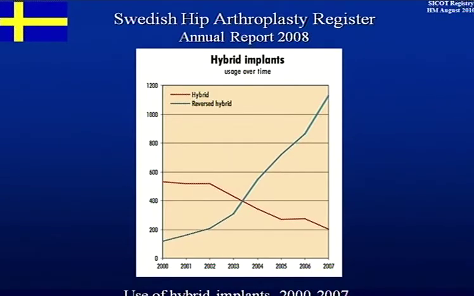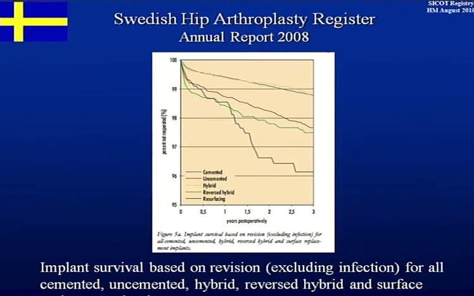Why this happens. Sweden switched to the inverse hybrid, quite significant, the blue curve versus the red. So all of a sudden they cement the cups and run uncemented stems. And where is the outcome of the inverse hybrid? It's the green curve here, as opposed to the all cemented. I wonder why.